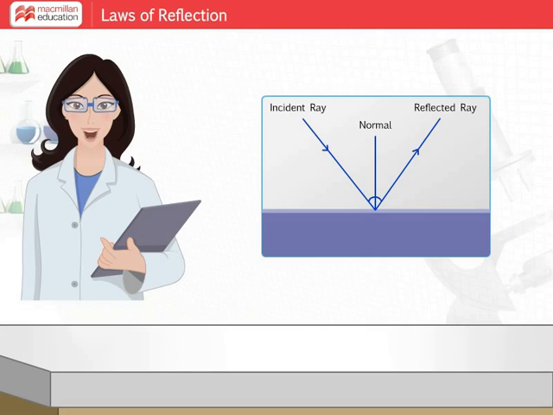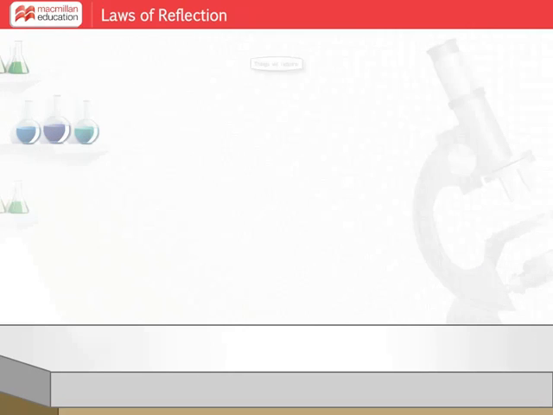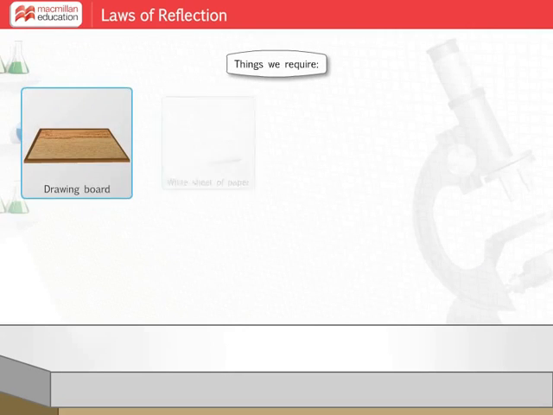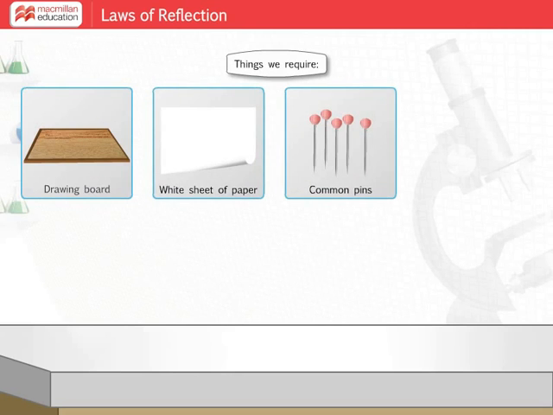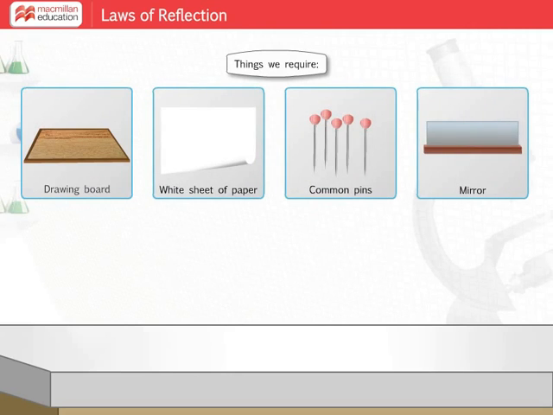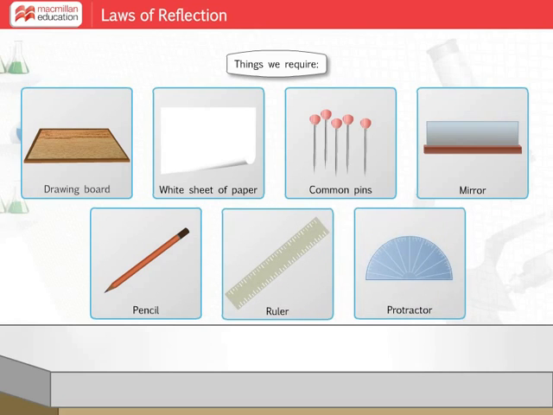In this experiment, you are going to verify these laws of reflection. So, let's get started. For conducting this experiment, you need drawing board, white sheet of paper, common pins, mirror placed on a stand, pencil, ruler and protractor.